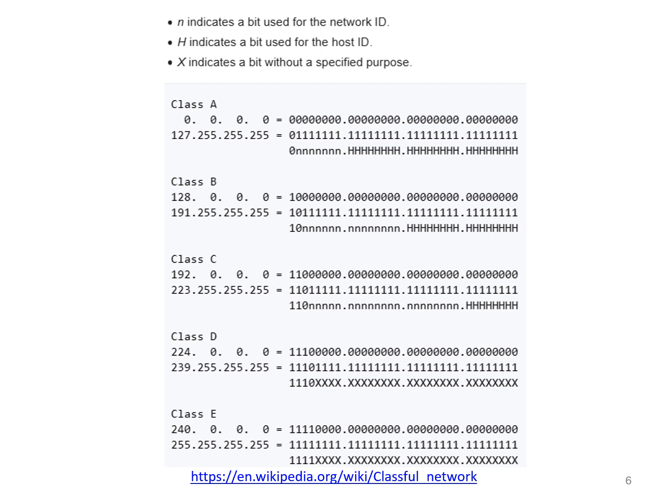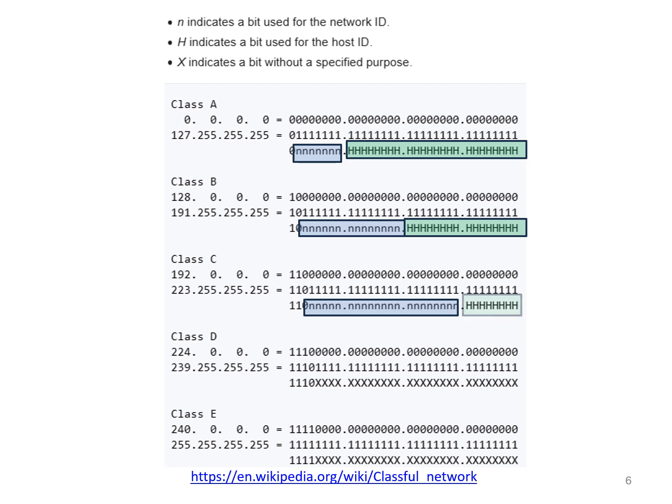Here is a list of IPv4 classes I borrowed from Wikipedia. The important items to note on this are the network bits, indicated by the use of an N, and the host bits, which are indicated by the use of an H. These are the 2 parts of the IP address we need to be aware of.